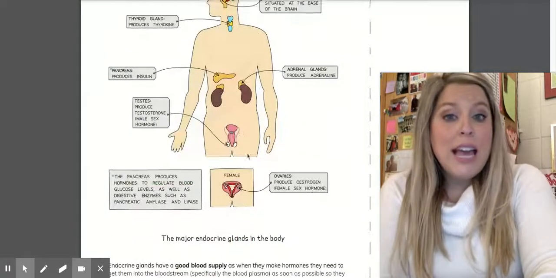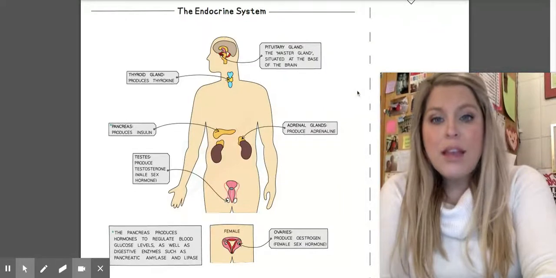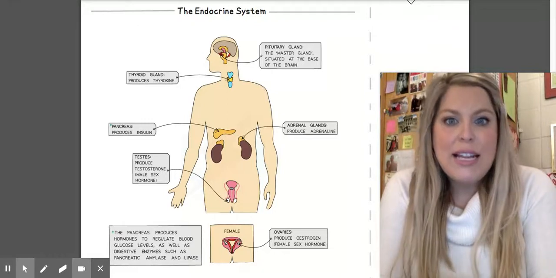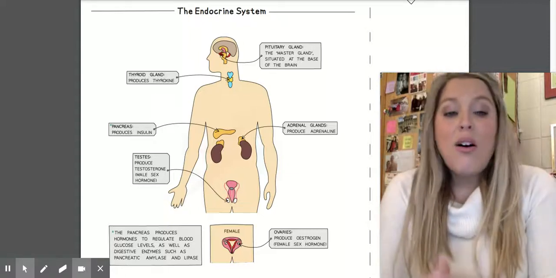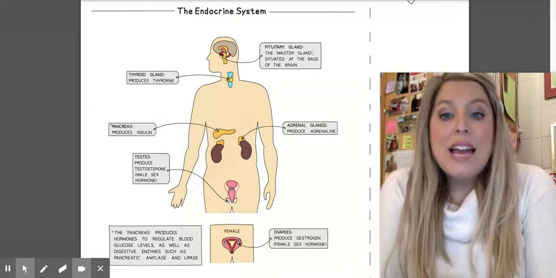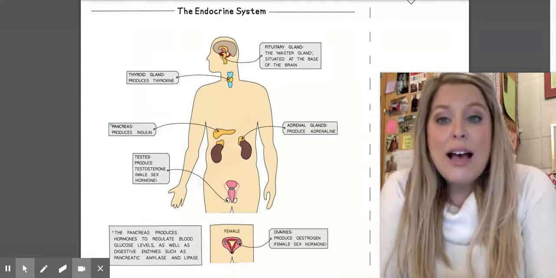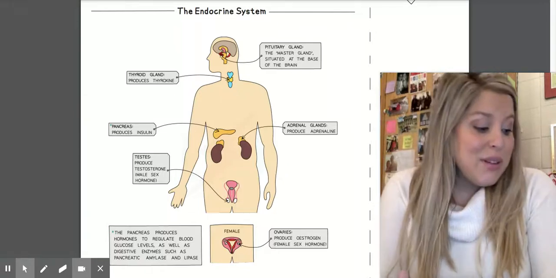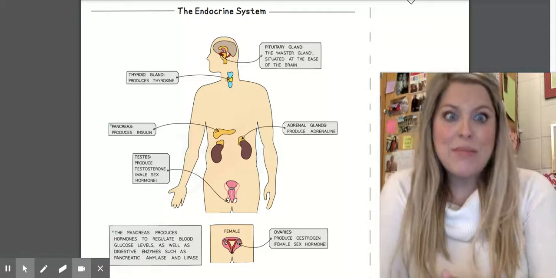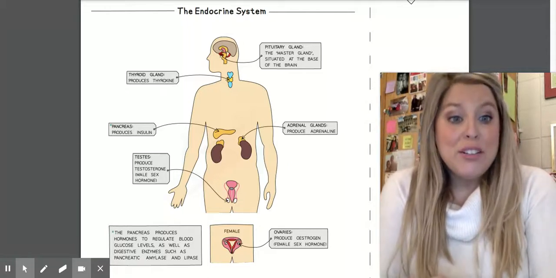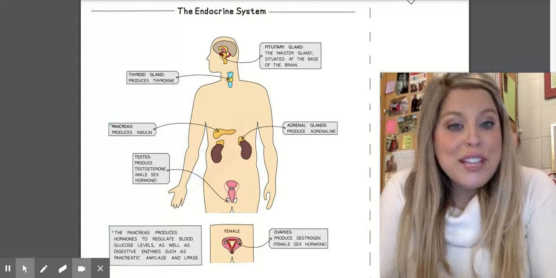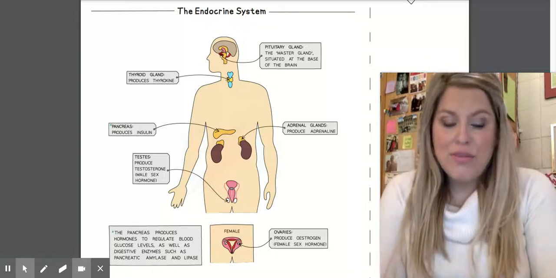All right, so let's go ahead and look at the endocrine system as a whole. The glands involved with our endocrine system: the pituitary gland, which is like your master gland in your brain. It's situated at the base of your brain and really controls all the rest of the hormones in your body. The thyroid gland produces thyroxine. You have your pancreas that produces insulin, which we'll look at in the next couple of sections when we start talking about blood glucose and homeostasis with our glucose levels in the blood. The adrenal glands produce adrenaline, which many of you have probably heard of.